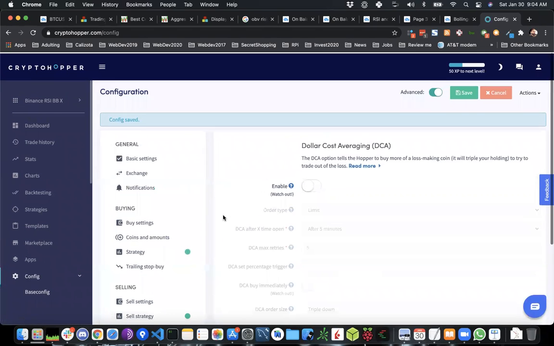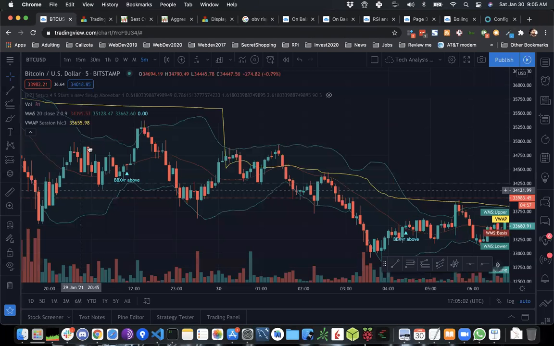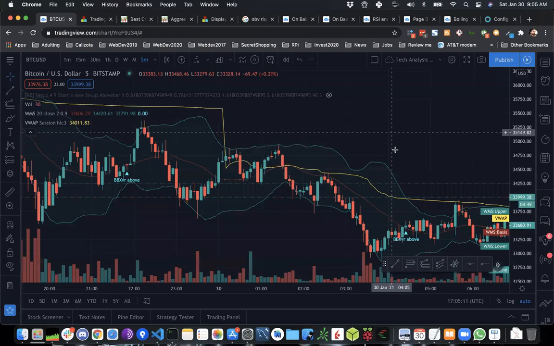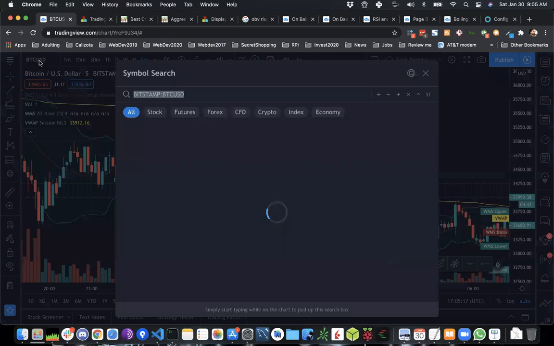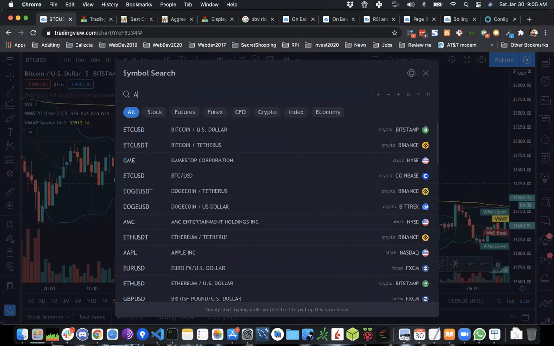Dollar cost averaging. For anybody who doesn't know what dollar cost averaging is, if I purchase something, let's see, at this level up here, 35,000. Now let's use a different one. We'll go back to AMC.